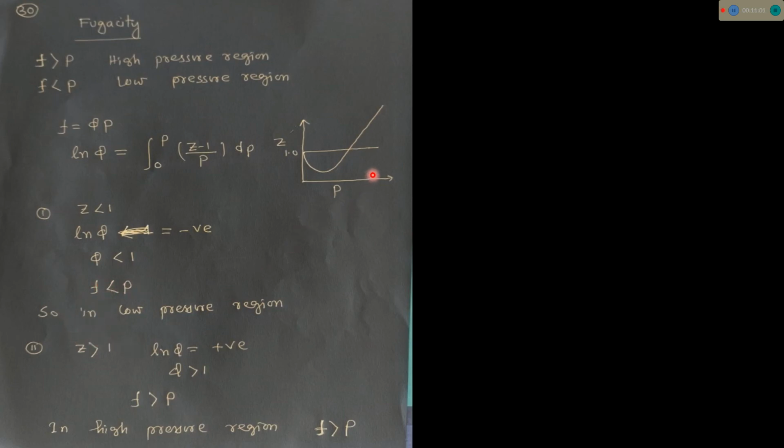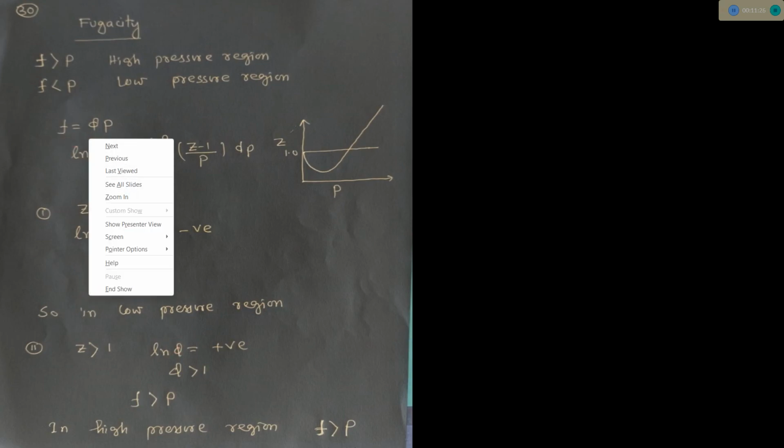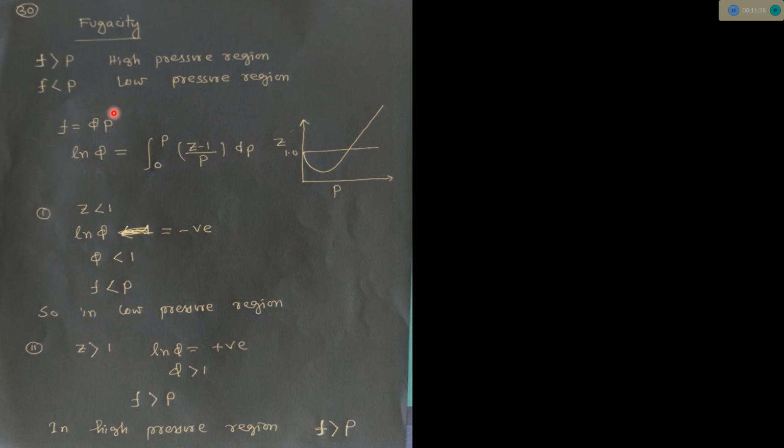In the case of the high pressure region, if we move forward along the pressure axis, in the high pressure region z is greater than 1. So when z is greater than 1, ln phi becomes positive, meaning this integration becomes positive. Ln phi positive means phi greater than 1. If phi is greater than 1, from these equations we can say that f is greater than p. So in the high pressure region f is greater than p.